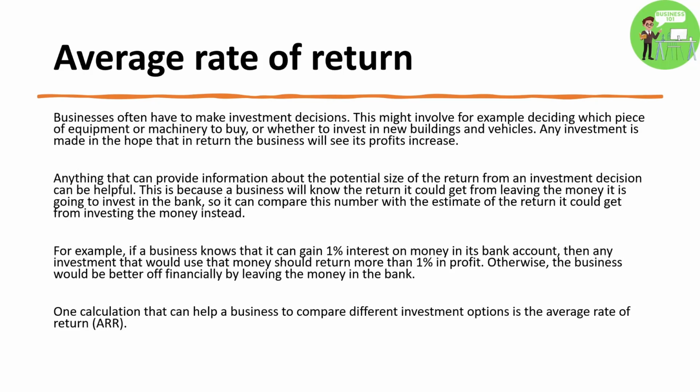This is because a business will know the return it could get from leaving the money it is going to invest in the bank, so it can compare this number with the estimate of the return it could get from investing the money instead. So for example, if a business knows that it can gain 1% interest on money in its bank account, then any investment that would use that money should return more than 1% in profit. Otherwise, the business would be better off financially by just leaving the money in the bank.